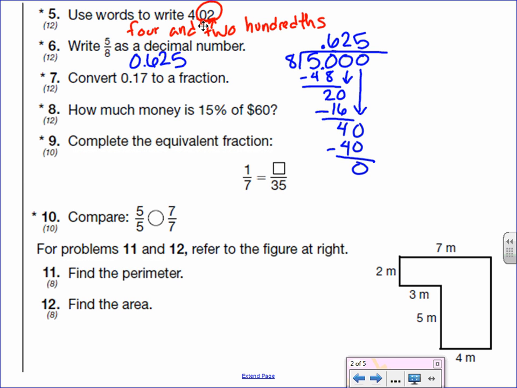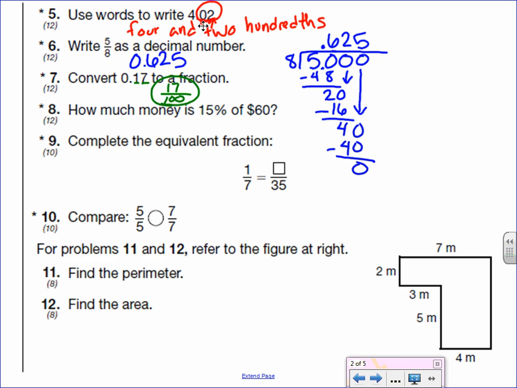Then we want to convert 0.17 to a fraction. Again, we want to know what place it ends in. This is the tenths, hundredths, so it ends in the hundredths place. So as a fraction, it would be 17 hundredths, 17 over 100. How much money is 15% of 60?